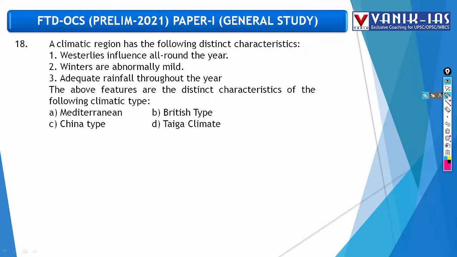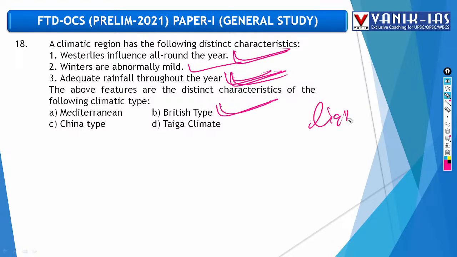Climatic region with the following distinct characteristics: westerlies influence all around the year. Westerlies cause rainfall in India during the winter season. Winters are abnormally mild. Adequate rainfall throughout the year. This is the British type of climate. Light snowfall also. This climate is very favorable for maximum human output.